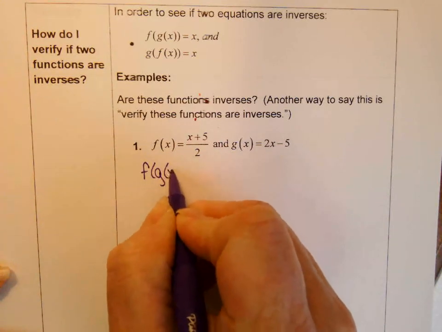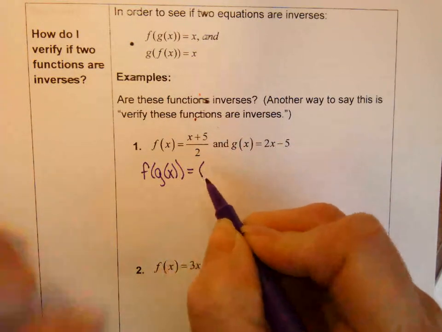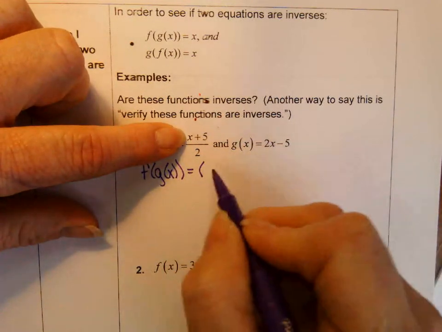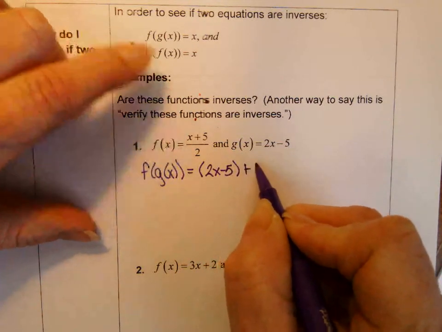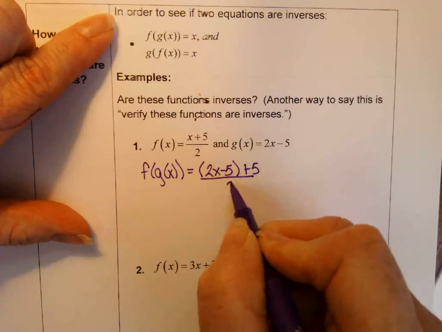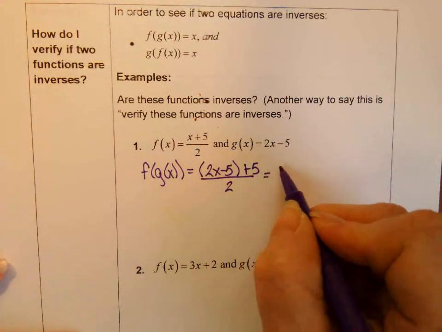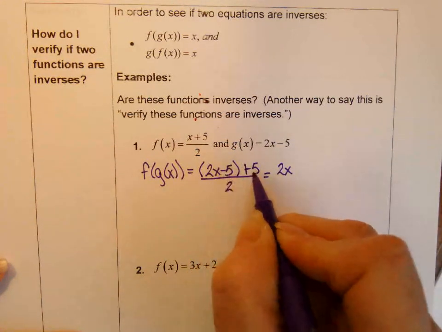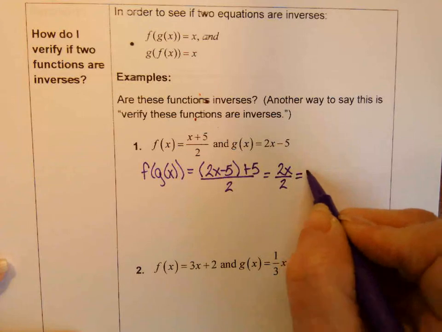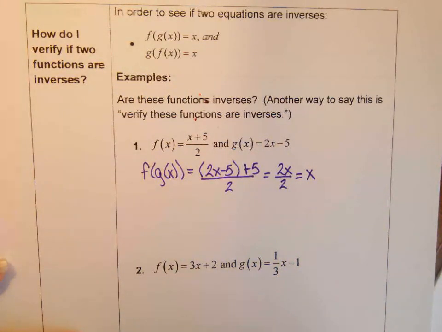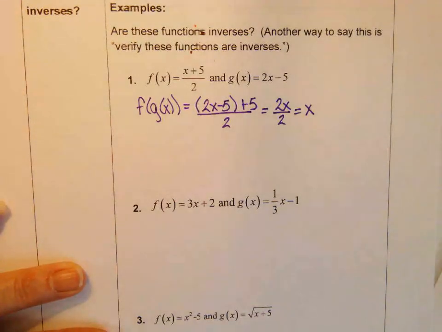F of g of x. So for my x value, for f, I'm going to substitute g, 2x minus 5. Keep the plus 5 and divide all of that by 2. So let's simplify this. 2x, negative 5 plus 5 is 0. Still have to divide by 2. And 2x divided by 2 equals x. So far, so good. Now let's try the other composition.